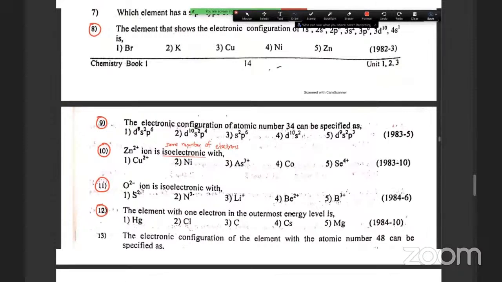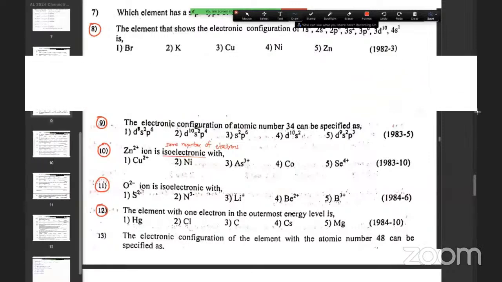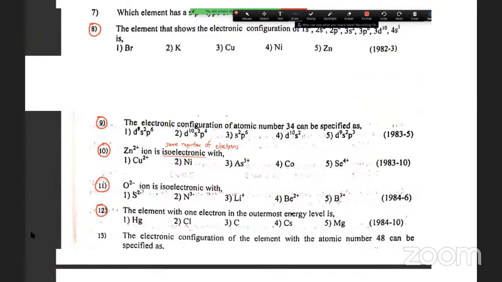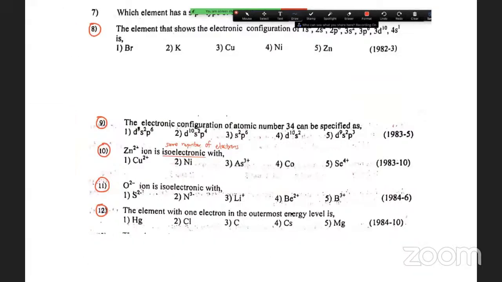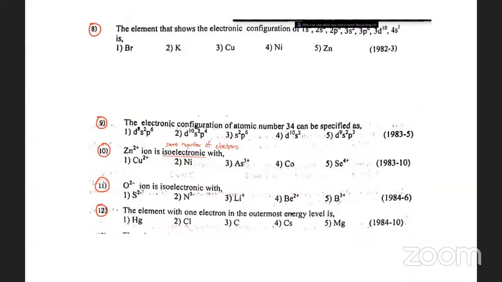What does the 8th one say? Hold on, we have space for the questions. You should have the periodic table with you, people, otherwise it will be difficult, impossible literally to do these questions. The element that shows the electronic configuration 1s2, 2s2, 2p6, 3s2, 3p6, 3d10, 4s1. Who is that? It's pretty straightforward, no, people? You just have to count the number of electrons.